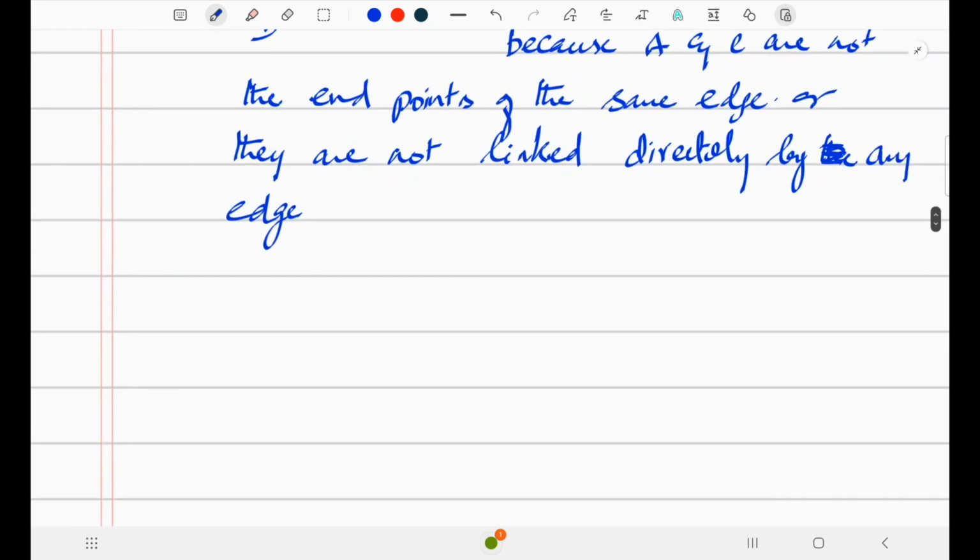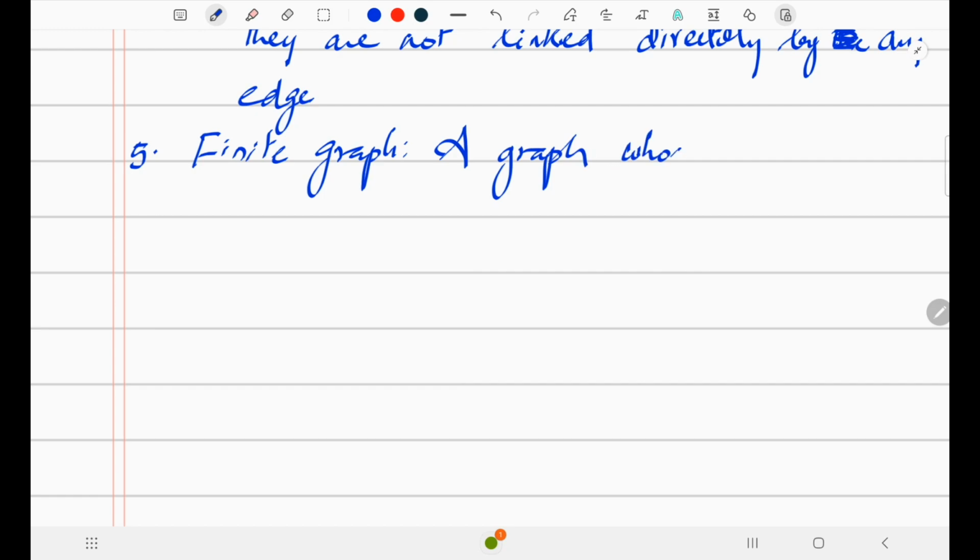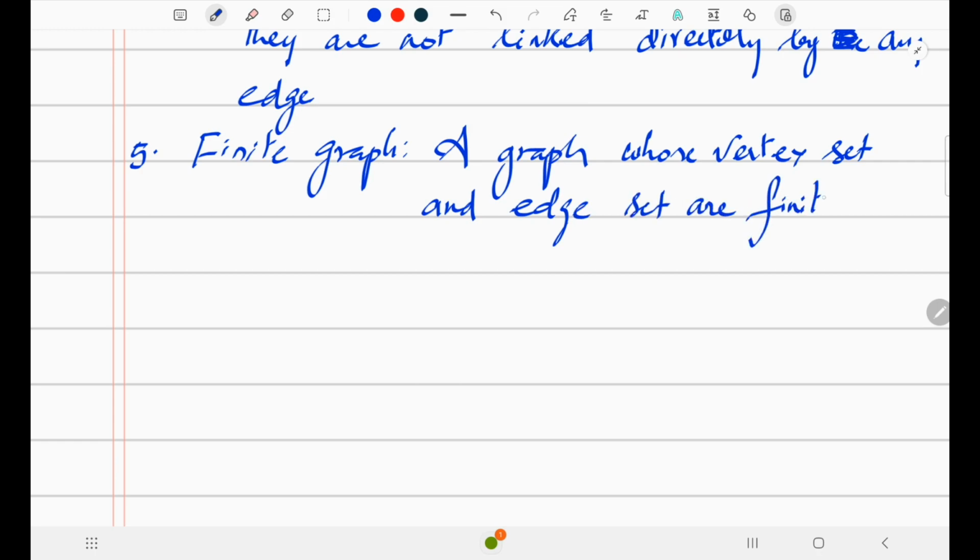And the next terminology, number 5, finite graph. A graph is said to be a finite graph if its vertex set and edge set are finite.